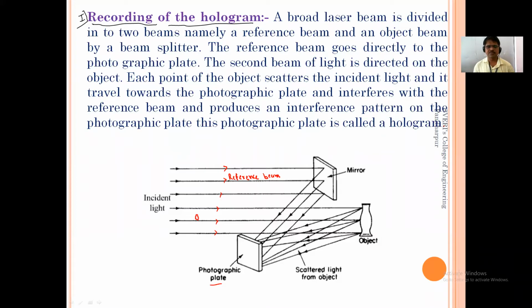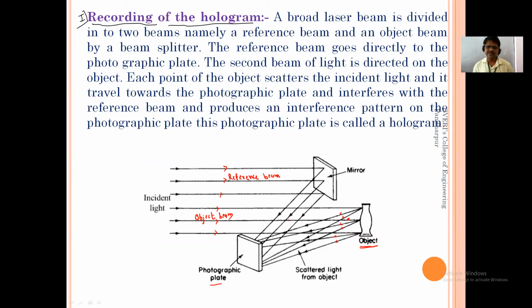The second is the object beam. This object is illuminated with the help of the object beam, and light is scattered from the object. See here, this object beam is incident on the 3D object we have taken to record its image. This is the incident light, this is the scattered light. Light is scattered from every point of the object.